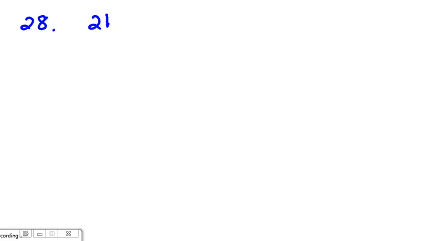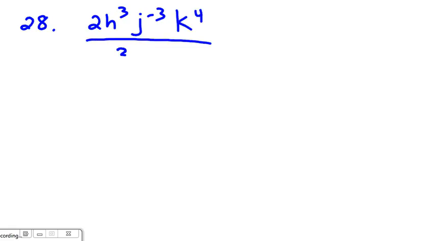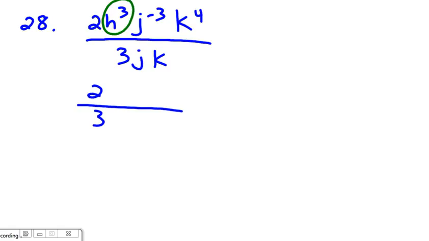Number 28, 2h to the third, j to the negative third, k to the fourth, all over 3jk. Okay, so we're obviously dividing now. So I'm thinking quotient property. I'll start with the coefficients, the 2 and the 3. Again, 2/3 cannot be reduced, so we just leave that alone. Now I don't have any other h except for right there. So there's nothing to do with that. So I'll just keep the h to the third right there.